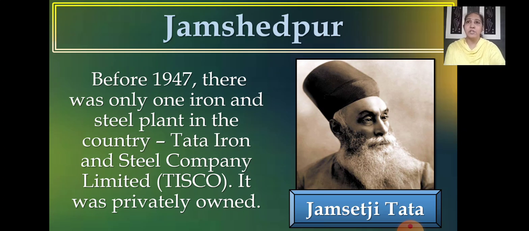Now we'll be moving to the most important iron and steel plant in India, that is in Jamshedpur. Before 1947, there was only one iron and steel plant in our country, that is TISCO. What is TISCO? Tata Iron and Steel Company Limited. It was privately owned by Jamshedji Tata.